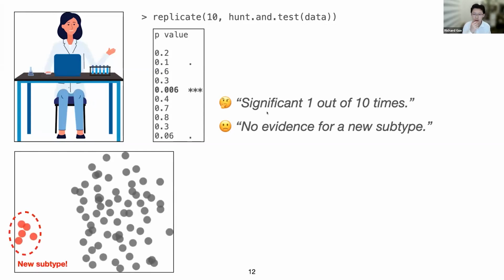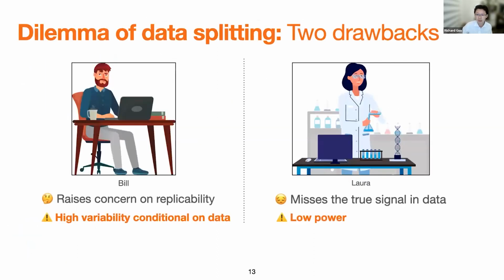But actually, you might be wrong, because there could well be a new subtype of cancer cells. What happens is that because the dimension is very, very high, the clustering algorithm will struggle to find the right direction. Actually, only 1 out of 10 times it finds the right direction and hence gives the significant p-value. So this is another problem with randomized procedures, the problem of low power. On the left, we have Bill. The problem is this extra randomness, the high variability of the randomized procedure. On the right, we have Laura, who suffers from low power.